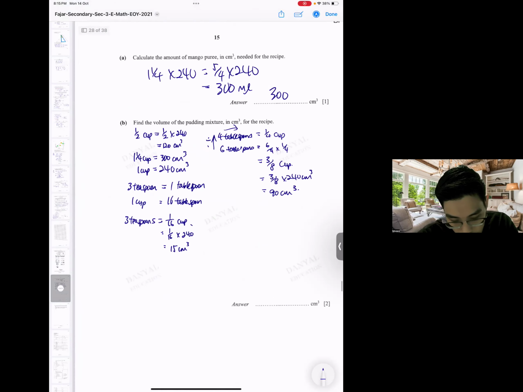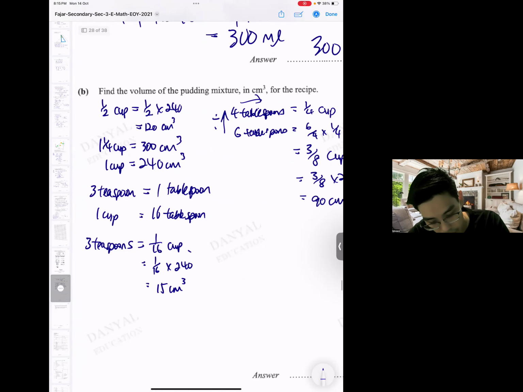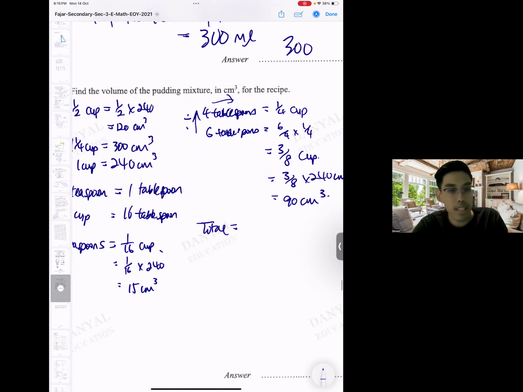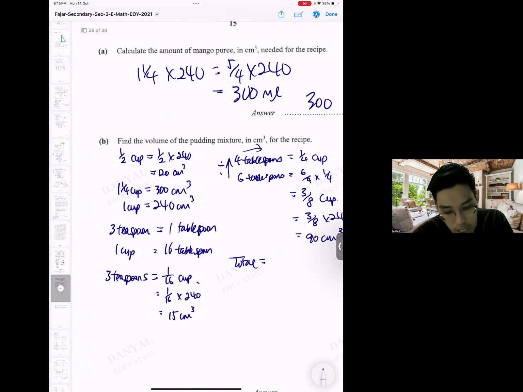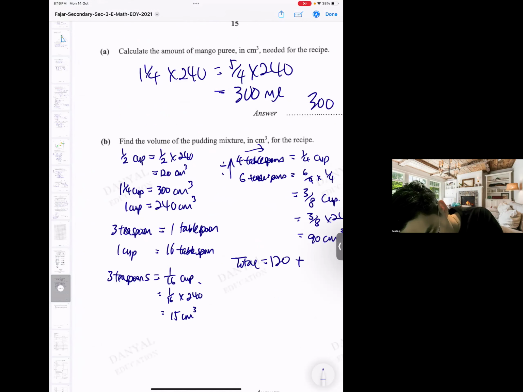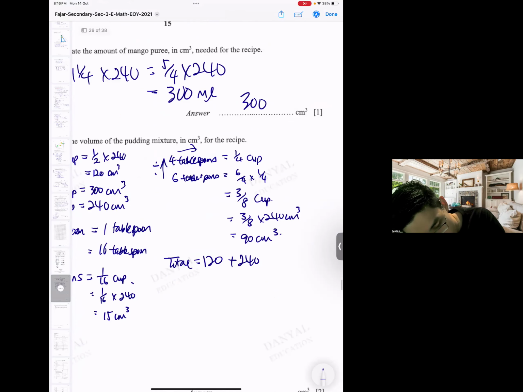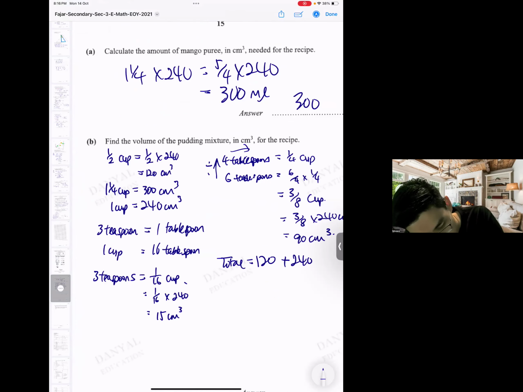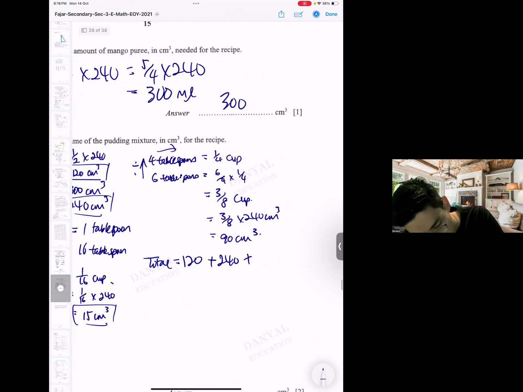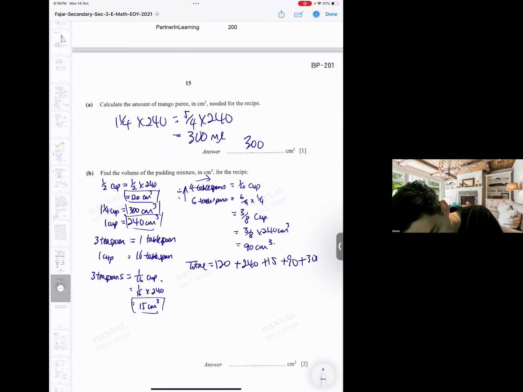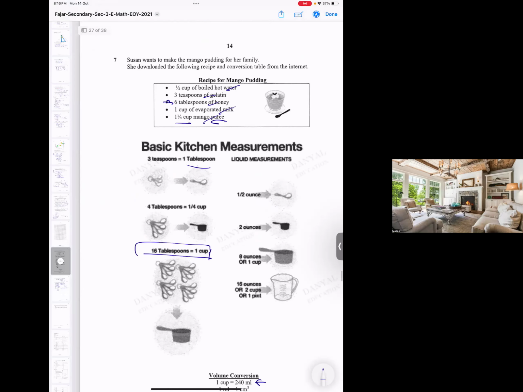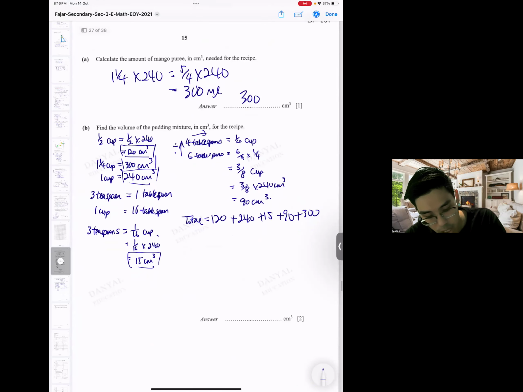So let's add all of them together. The volume, I have total. So you see, it's important for the presentation. Try to keep our presentation neat so that things won't be all over the place. So we got 120, we got the 240, we got this one, this one, the 15, we have 90, and we have the 300. 1, 2, 3, 4, 5 items. So we accounted for everything.